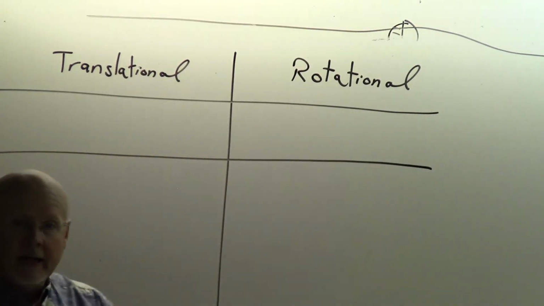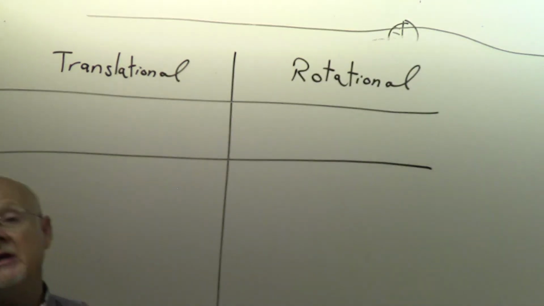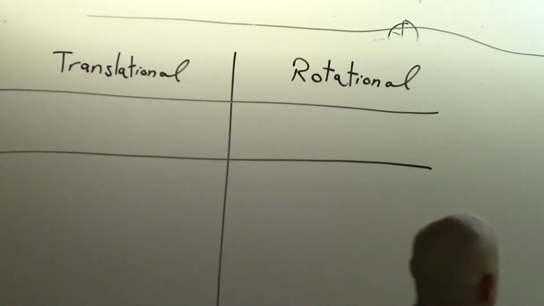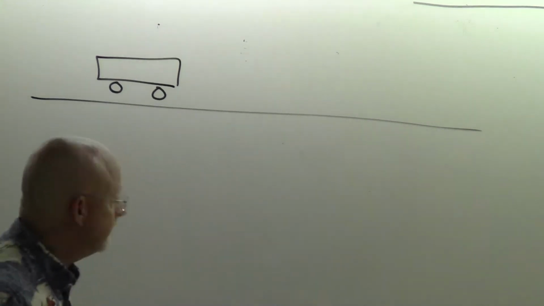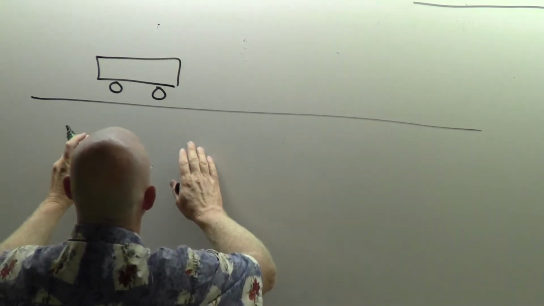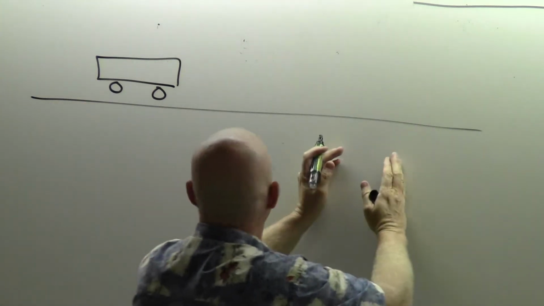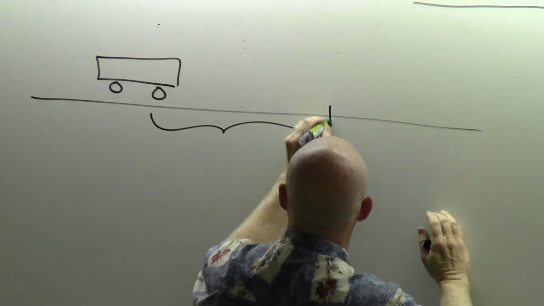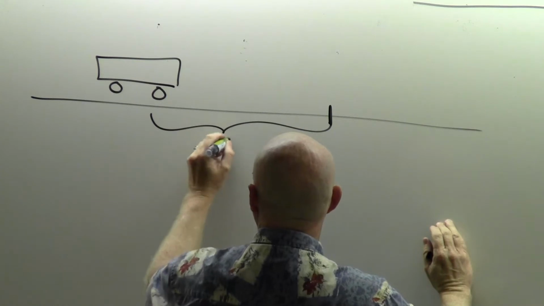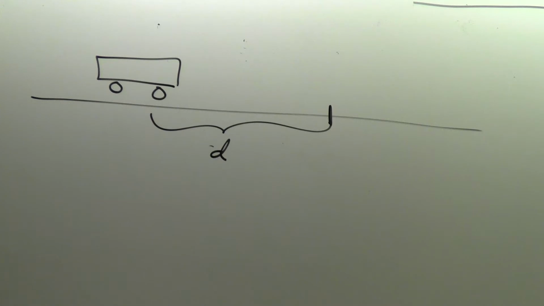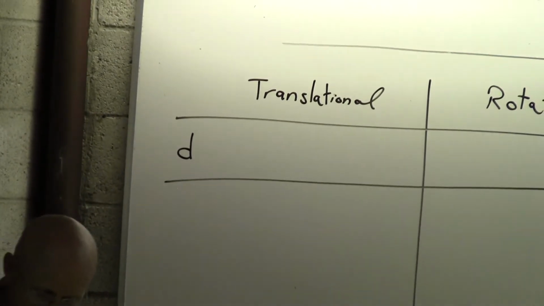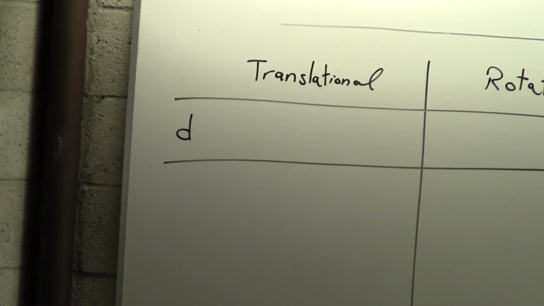What did we do at the beginning of translational motion? We did something like this. We said, all right, let's take an object. I'll just make kind of a picture of a little cart. And we'll put the cart on a table. And we said, okay, the cart is going to move from here to here. And so we are going to say that it moved some distance d. And of course it may change with time, but what we did is we said there would be some kind of position of this object, some distance d.